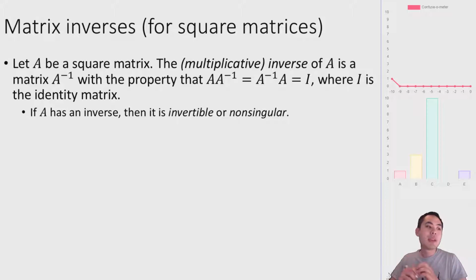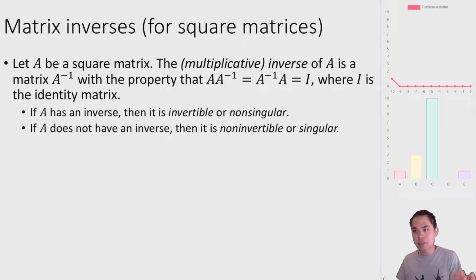Now, if A has an inverse, we're going to call it invertible or non-singular. This is just terminology. This is standard terminology in the field. Invertible makes sense. Non-singular is a little bit weirder, but it means the same thing. And if A does not have an inverse, then it's non-invertible or it's singular.